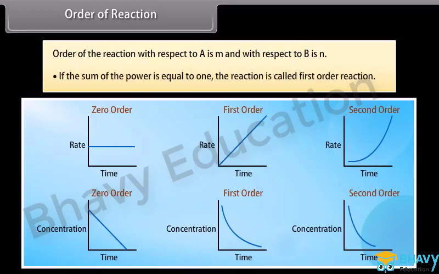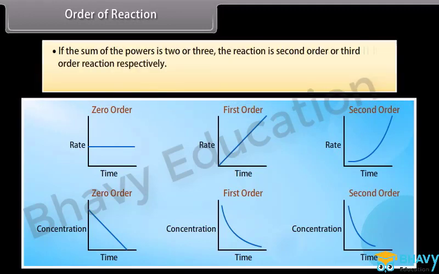If the sum of the powers is equal to 1, the reaction is called a first-order reaction. If the sum of the powers is 2 or 3, the reaction is second-order or third-order reaction respectively. The order of a reaction can also be 0 or fractional.